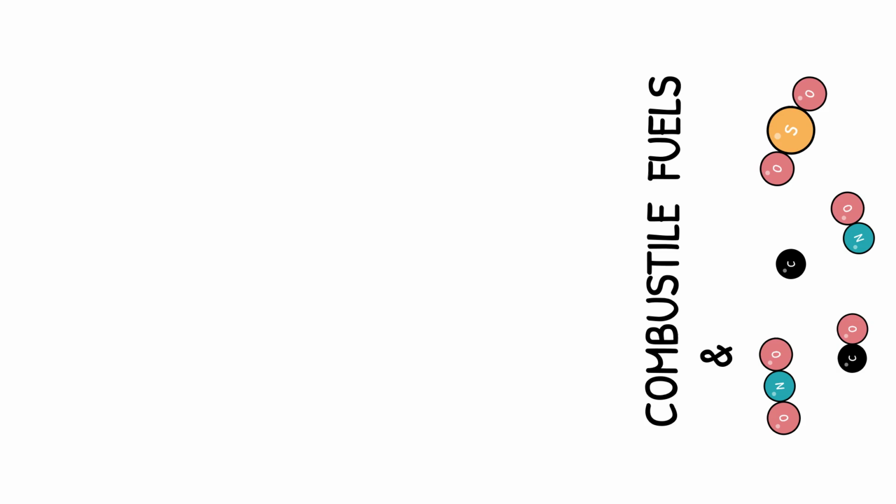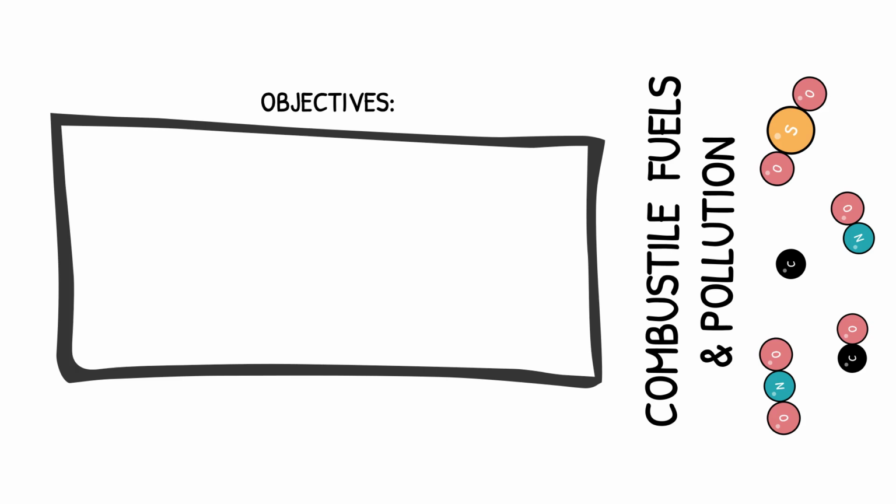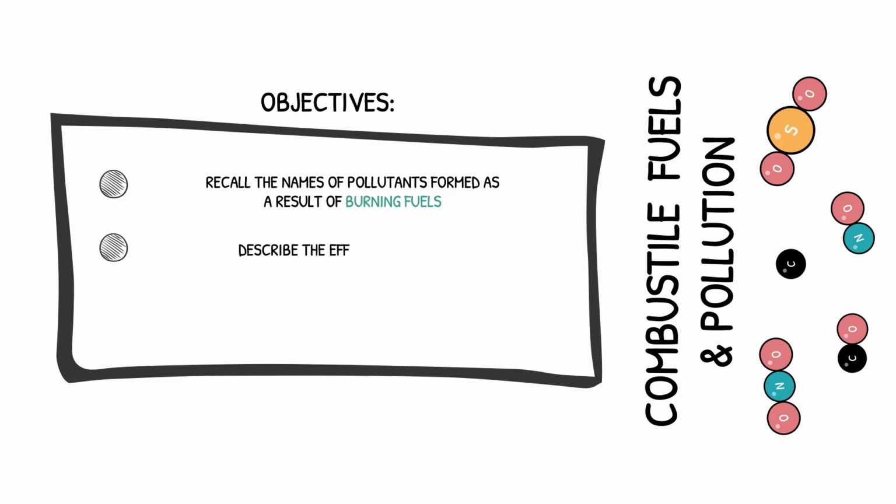In this video, we are looking at combustible fuels and pollution. By the end of this video, you should be able to recall the names of pollutants formed as a result of burning fuels, describe the effect of acid rain, and explain how different pollutants are formed.